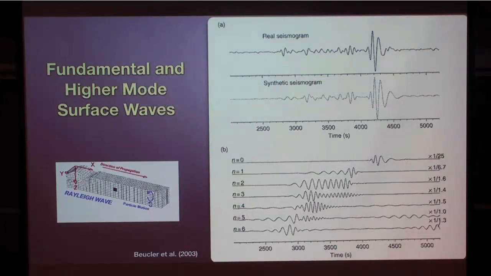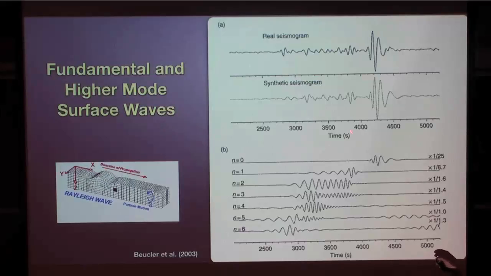So the fundamental mode surface waves are really good at constraining anisotropy and velocity in the top 250 kilometers or so of the mantle. But if you want to look deeper, in the deep upper mantle and transition zone, you need higher mode surface waves. And so the fundamental mode surface waves are shown in here. These are synthetic seismograms. This is the typical Rayleigh wave that you would have seen in an intro class, for instance.